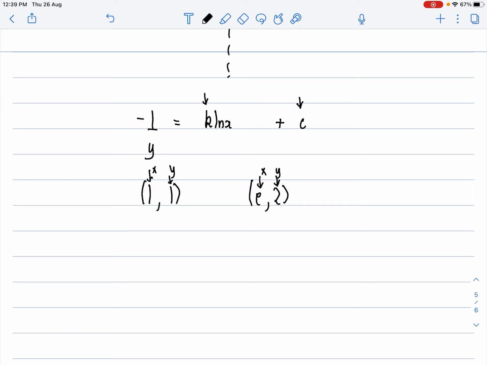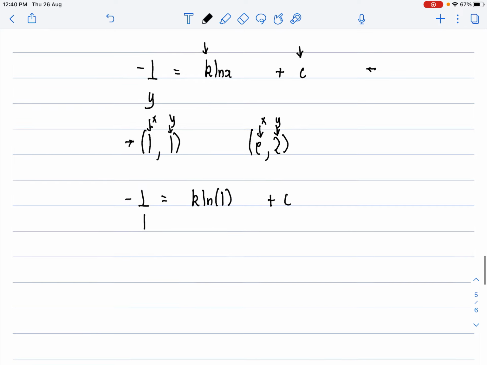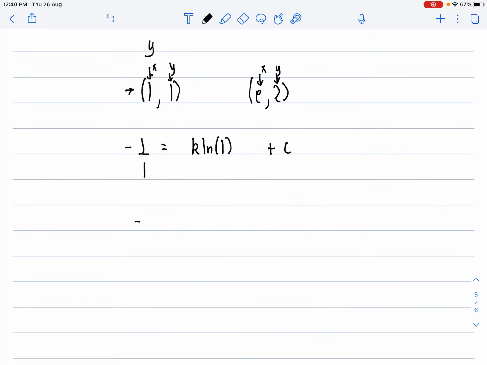Correct? So first I'll take the first set of coordinates, which is 1 comma 1, and put it in this equation here. So I can write this as minus 1 over 1, which is equal to k into ln 1 plus c. So I can write this as minus 1 equals, I know ln 1 is 0, so k into 0 is 0. So I get 0 plus c. So I get my c basically as minus 1.